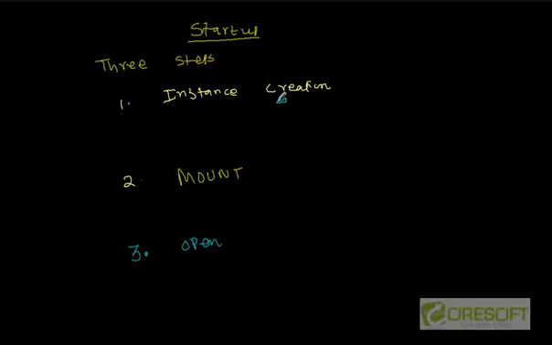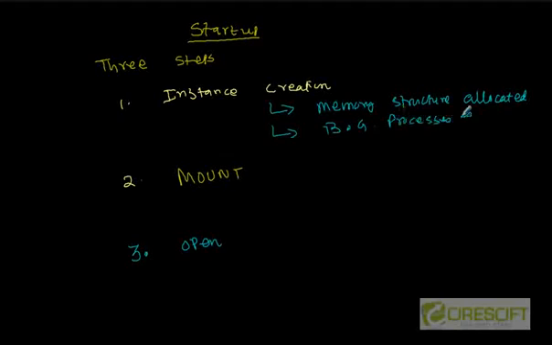In instance creation, Oracle reads the parameter file, and from that parameter file it finds out how much memory to allocate for the System Global Area, and then allocates those memory structures. So in instance creation, the following things happen: the memory structures are allocated, based on the sizes in the parameter file, and the background processes are created.